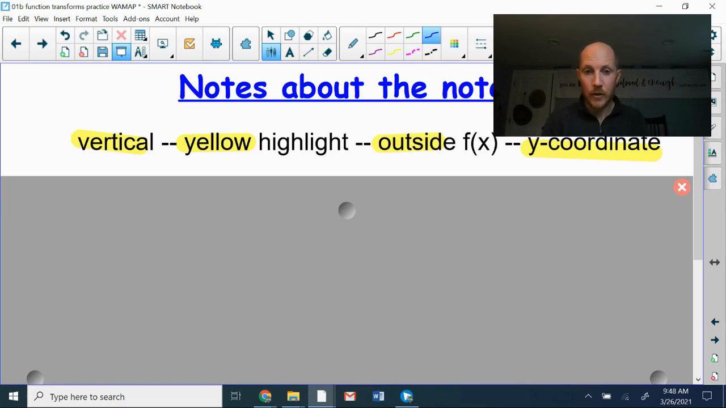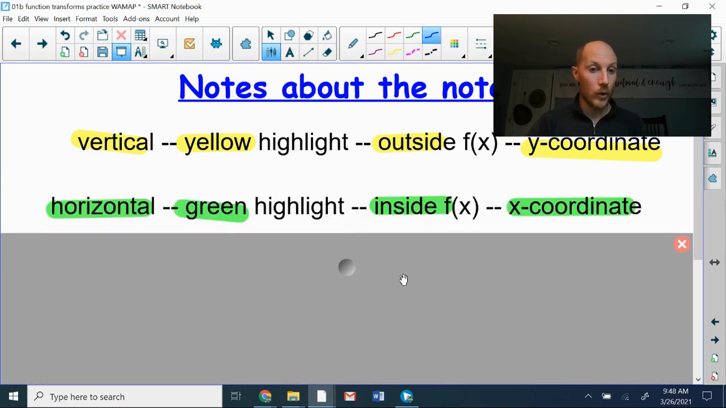So I highlighted those in yellow, and in the middle column where the function notation is, we'll look at the location of the transformation in the equation. That's always going to be outside the function notation, outside the parentheses, and it's only going to affect the y coordinate. So in that third column of our notes page, where we see how to change the coordinates, this transformation will only have an effect on the y coordinate. Whatever the x coordinate was, it's going to remain unchanged.